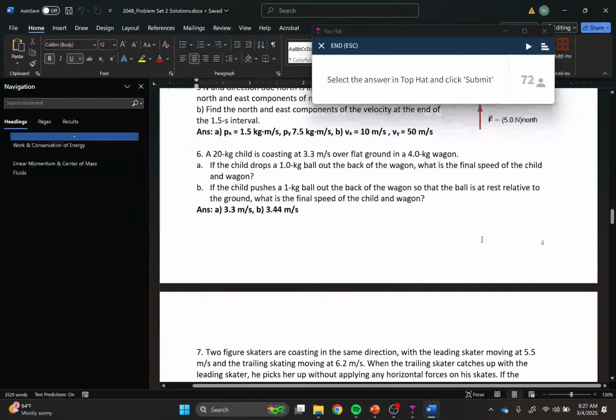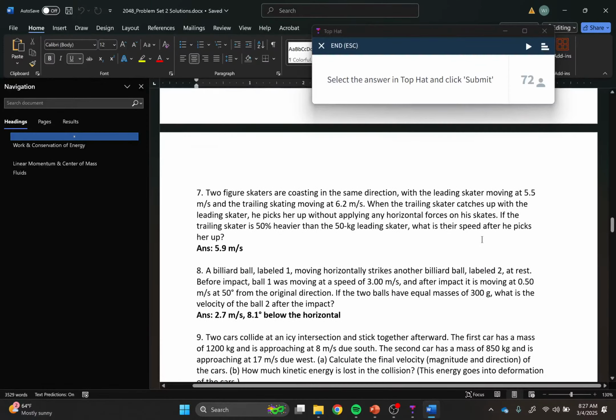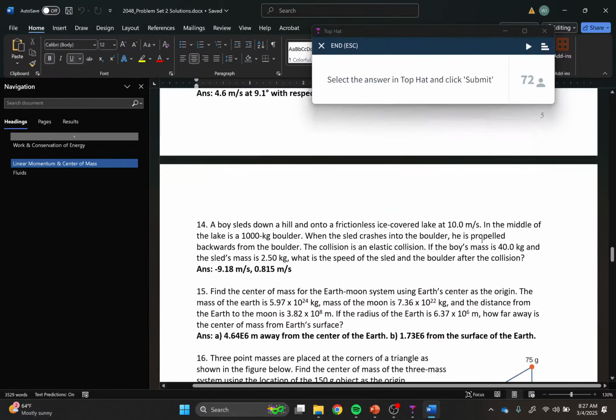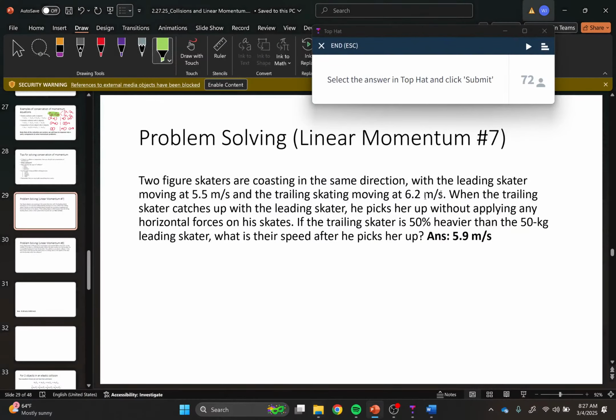Scroll. Great, it still is linear momentum number 7. And then I also want to check whether you all are, nope, it's still there. All right, the boy in the boulder. We're not going to probably worry about that one too much, but.